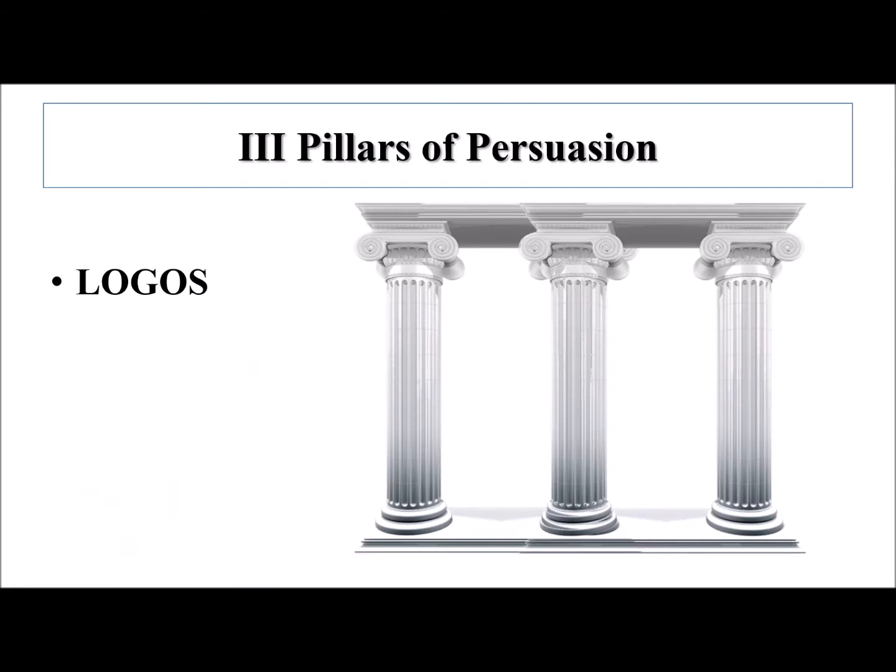When it came to persuading people, he talked about three main ideas, three main strategies. I've called them the 3 pillars of persuasion, so I could put this little picture up of Greek columns. The first of them is logos. Does that word look like anything in English? Yes, obviously logos, but it's also closely related to our word logic.